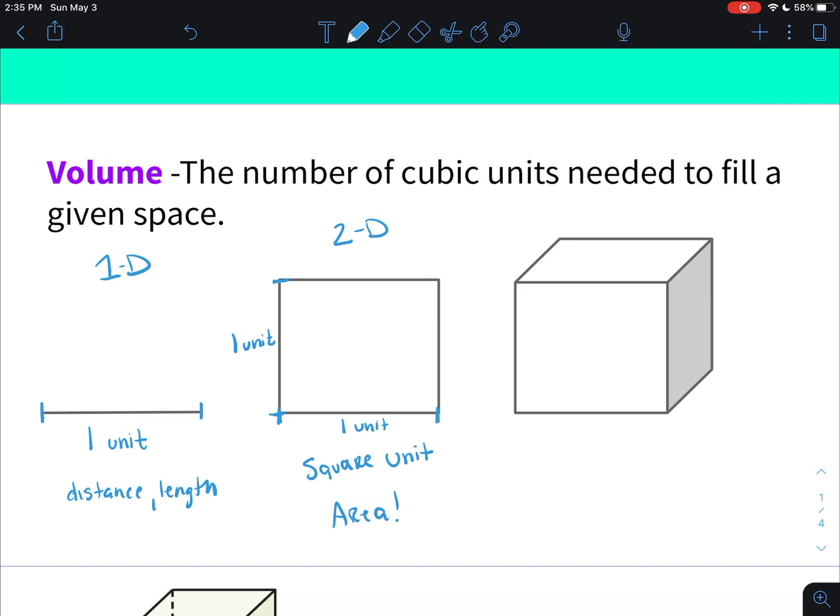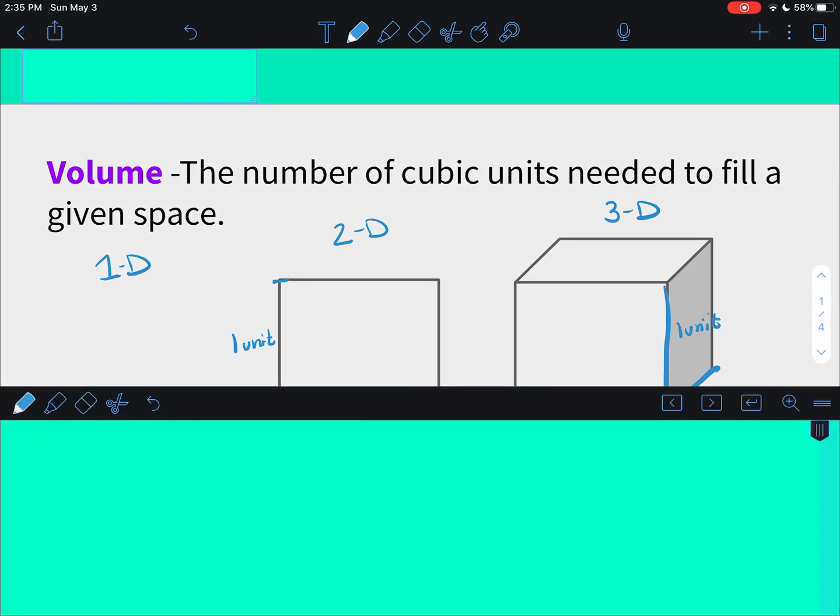So in our world, everything is really 3-dimensional. It has length, it has width, it has depth. So volume is actually measured in 3-dimensional figures. So what this is actually is a cubic unit. Okay, so square units were 2 units being multiplied together, but a cubic unit is 3. You have 1 unit as the length, 1 unit as the width, and 1 unit as the height.